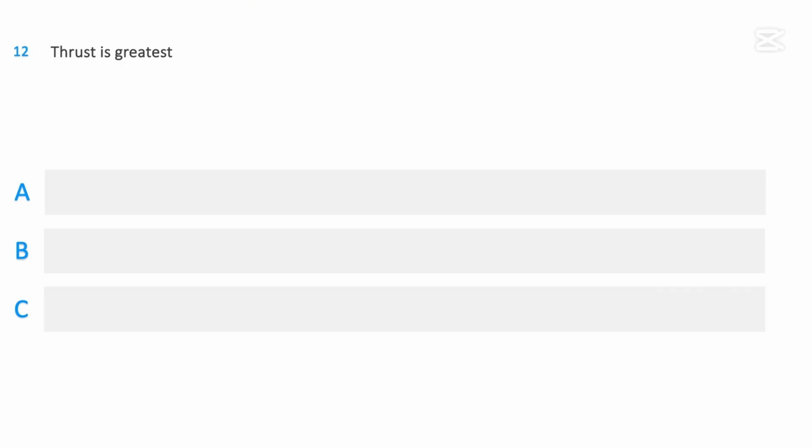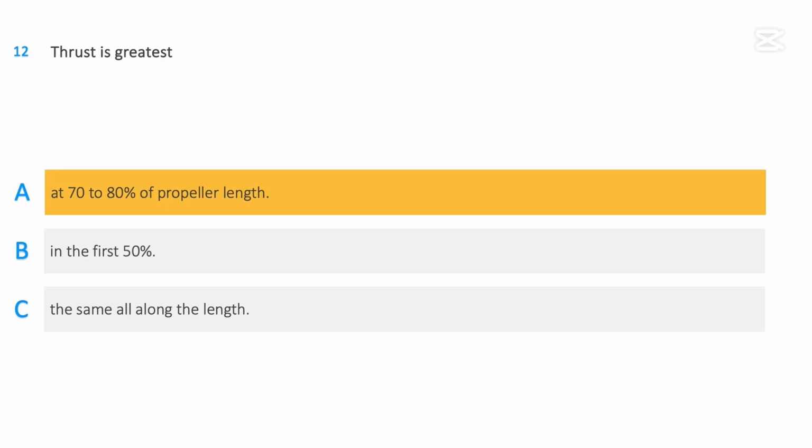Thrust is greatest at 70 to 80% of propeller length, in the first 50%, the same all along the length. The correct answer is at 70 to 80% of propeller length.